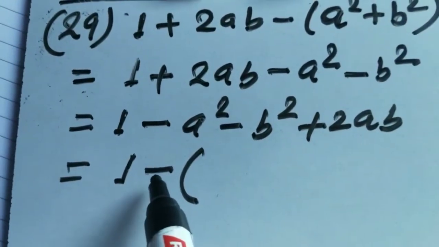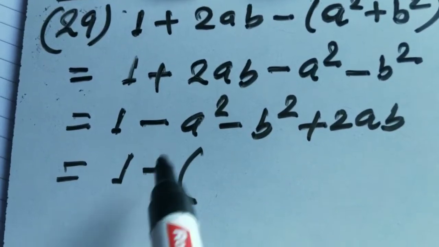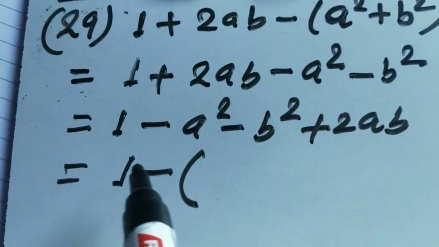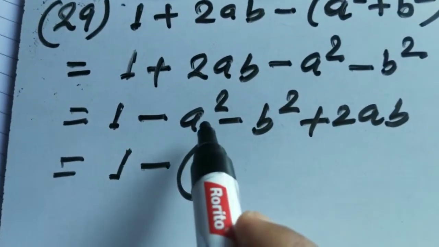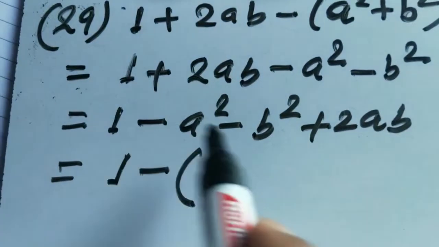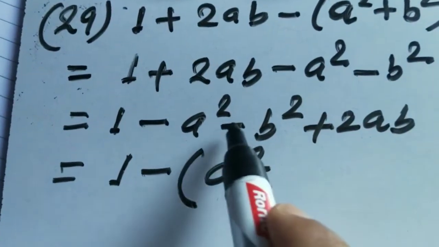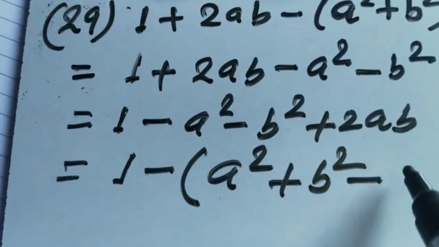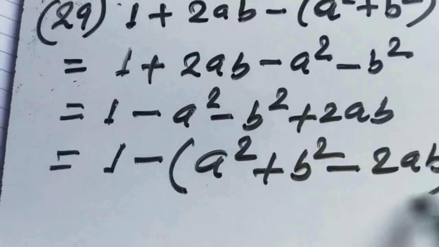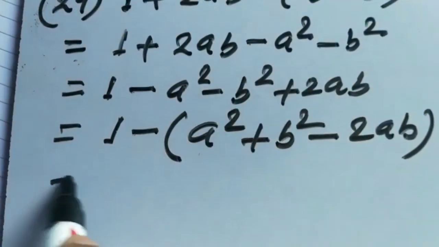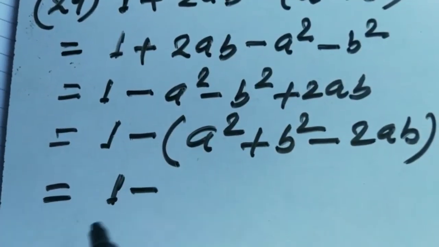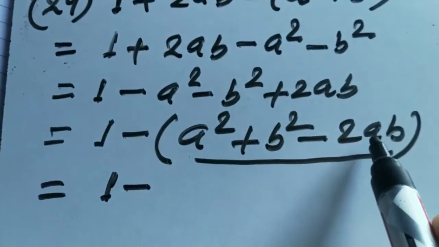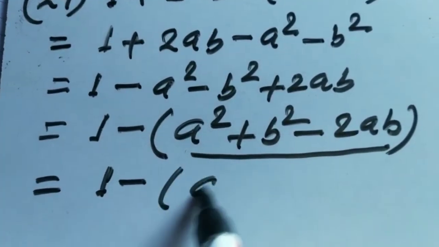Now take the minus sign outside and give the bracket. If we take the minus sign outside of the bracket, then in the bracket all the signs will be changed. Minus a square will be plus a square, minus b square will become plus b square, and plus 2ab will become minus 2ab. So it will be 1 minus, and this is the identity you know, a square plus b square minus 2ab is equal to a minus b the whole square.